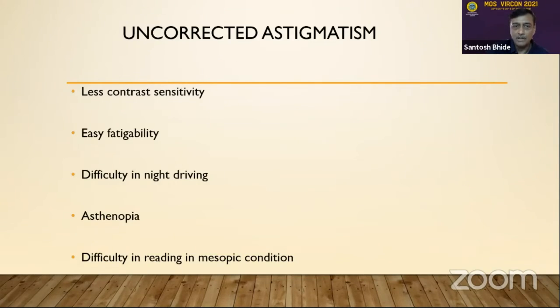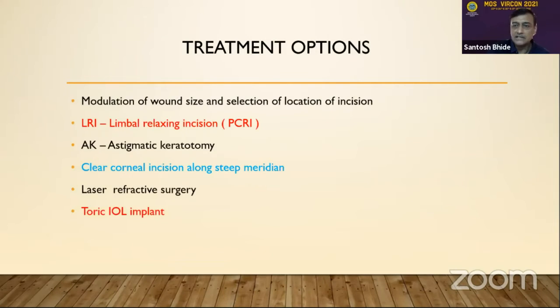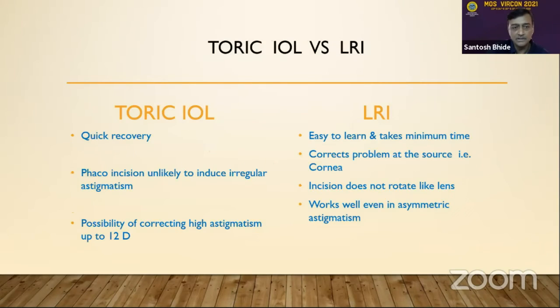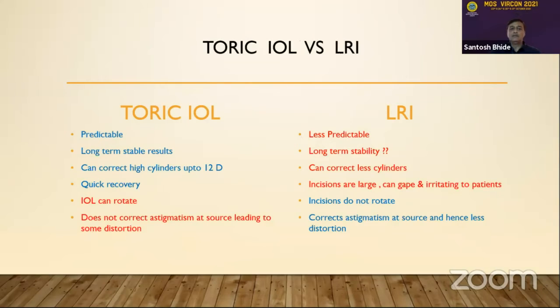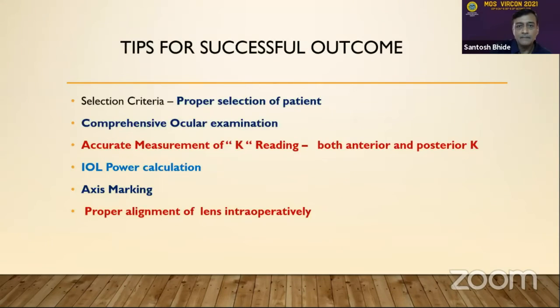We all know the problems because of uncorrected astigmatism. There are various treatment options for treating astigmatism, of which LRI and toric implants are good options. Toric implants have quick recovery and they are stable. Long-term stability is also there, and toric implants can correct up to 12 diopters of cylinder with quick recovery and early rehabilitation of the patient. So toric implant is the way to treat astigmatism.